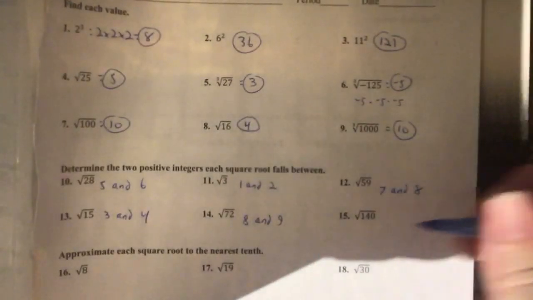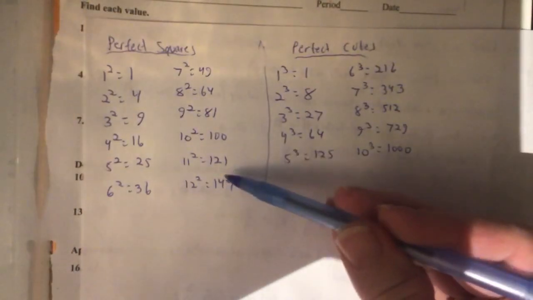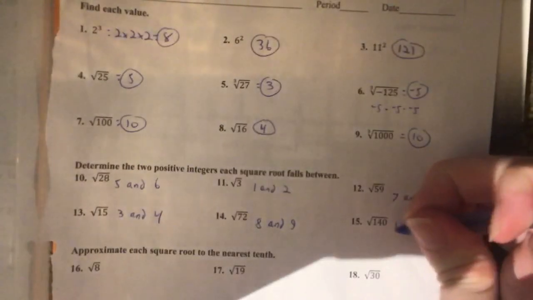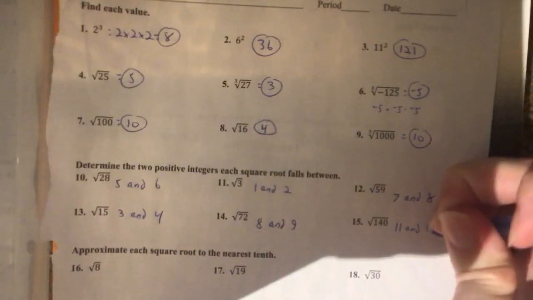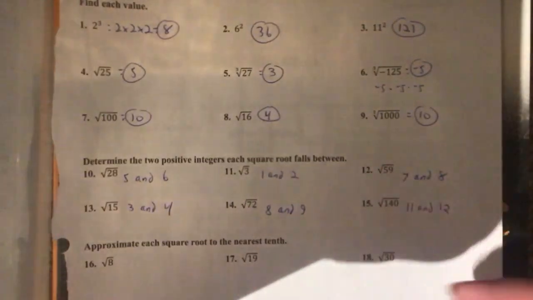And then square root of 140. That's between 121 and 144. That's 11 and 12. And again, you can use your calculator to help you too. But if you know your perfect squares, then you don't have to use it at all. It might go a little quicker.